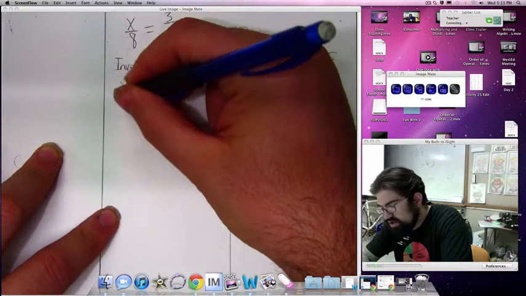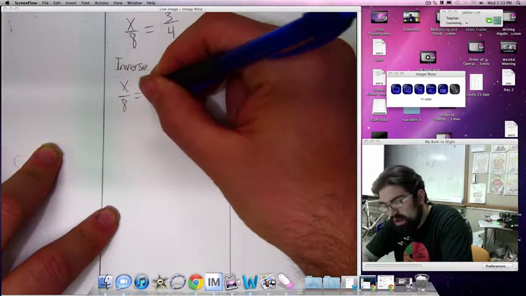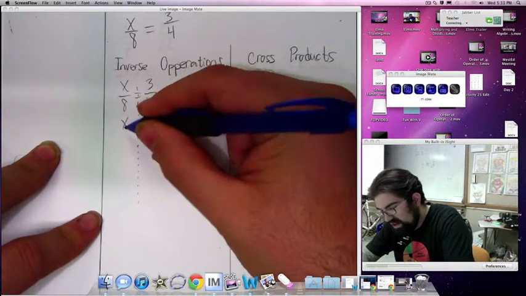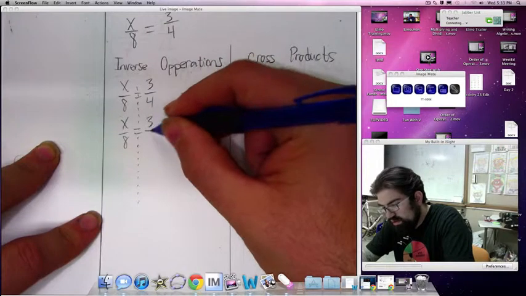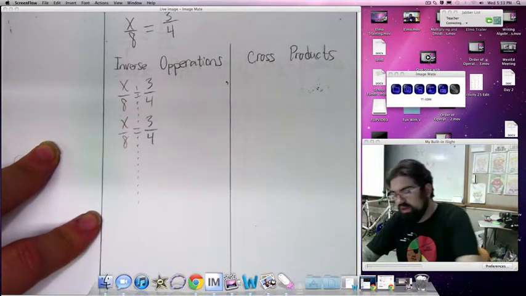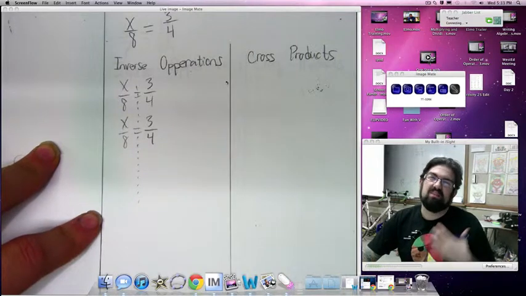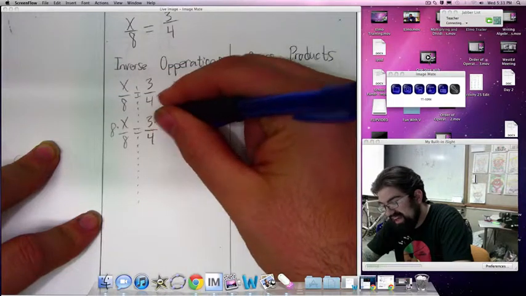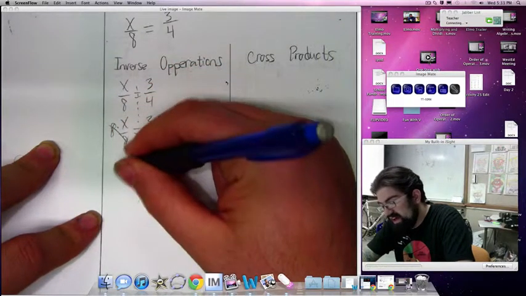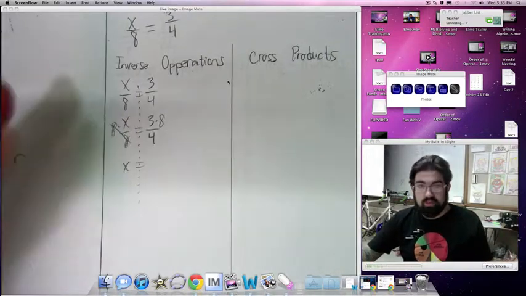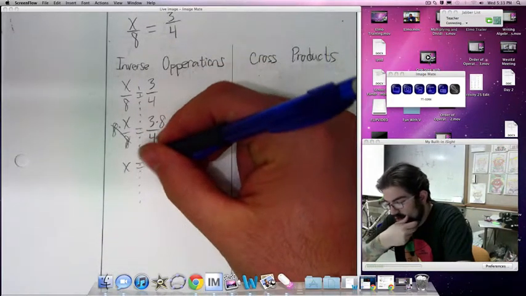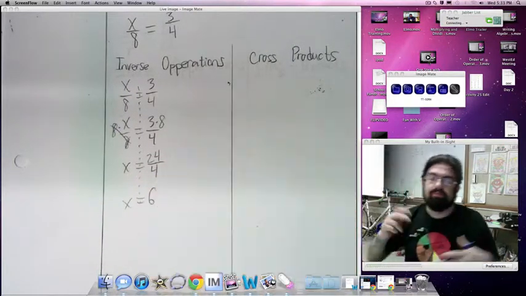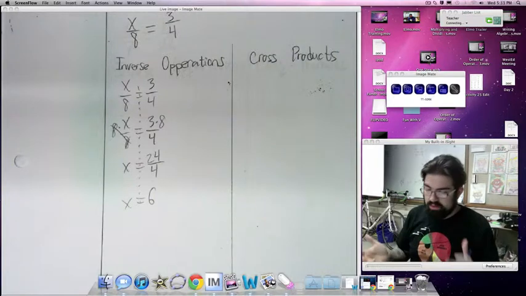We start with our equation. I'm going to draw my balance line. I'm going to rewrite. Okay, everything's good. Well, x divided by 8, the inverse operation of dividing is multiplying. I'm going to multiply by 8. This is equal to 1. X is equal to, and you can do this a number of different ways at this point, I know. 3 times 8 is 24 divided by 4. And that's equal to 6. Done. X equals 6.